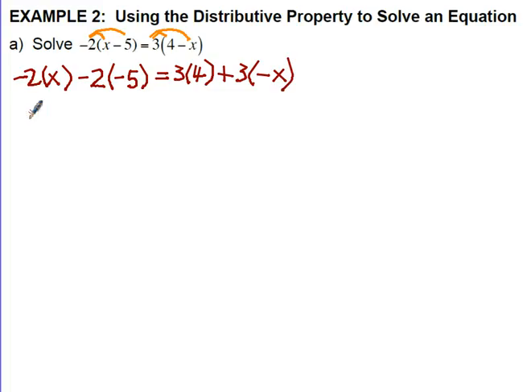-2 times x is -2x. -2 times -5 is positive 10. Negative times negative is positive, so you have positive 10 is equal to 3 times 4, that's 12. 3 times -x, which is like -1x. And 3 times -1 is -3, so you're going to have minus 3x.